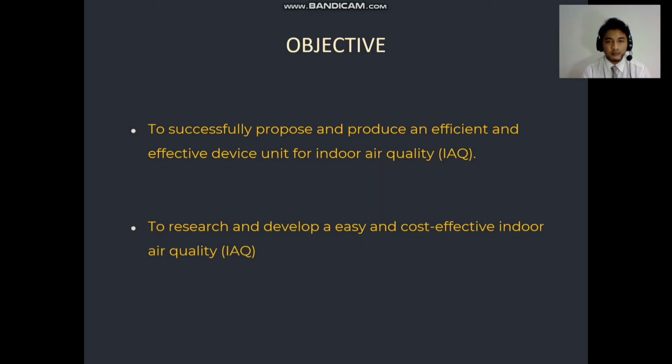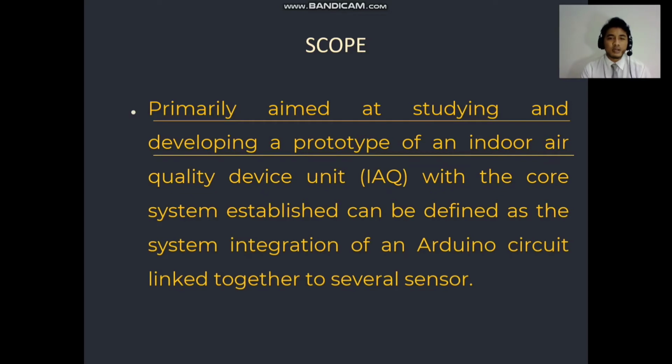This is my project objective: to successfully propose and produce an efficient and effective device unit for indoor air quality, IAQ. And my second objective is to research and develop an easy and cost-effective indoor air quality device. This is my project scope. It is primarily aimed at studying and developing a prototype of an indoor air quality device unit, IAQ, with the core system defined as the system integration of an Arduino circuit linked together to several sensors.